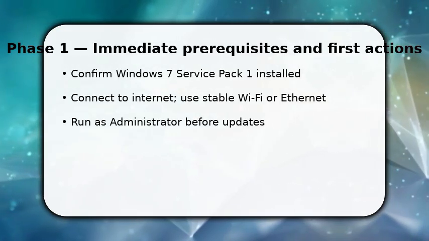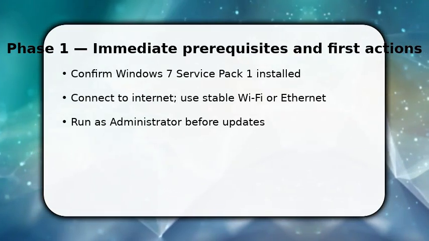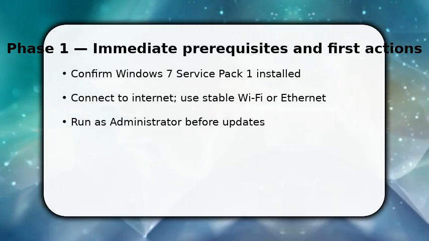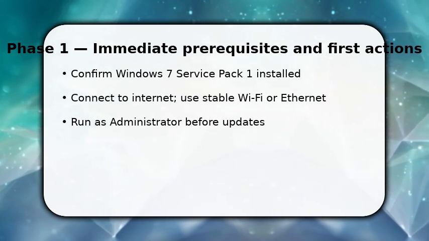Click Windows Update and choose Check for updates immediately. This fetches the latest definitions and platform fixes that Windows Defender needs. This early check avoids partial installs and saves time.